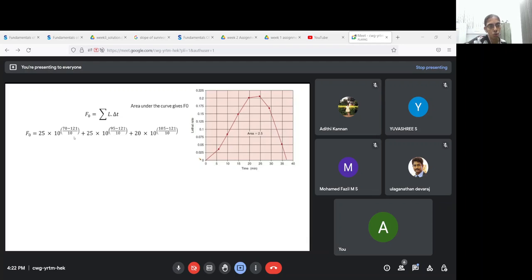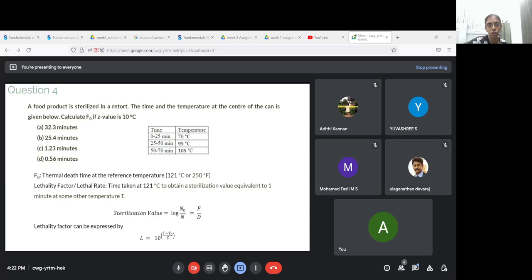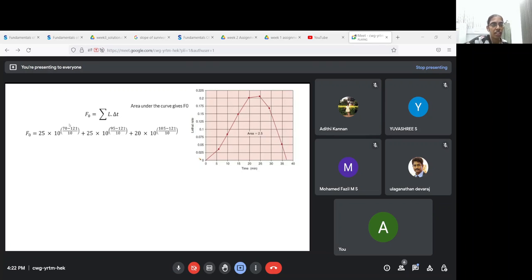For the first row in the data, 25 minutes is your time interval, and 10 raised to (70 degrees Celsius, which is your temperature at that point, minus 121) divided by 10. The second data point is again a 25 minute interval into 10 power (95 degrees Celsius, the temperature at that time, minus 121) divided by 10, which is the Z value. Plus your third data point has a time interval of 20 minutes, so 20 into 10 power (105 minus 121) divided by 10. For each data point, you calculate the lethality rate and multiply it with the time interval. When you add everything up, this gives you the area under the curve, the F naught value. The F naught value comes out to be 0.565 minutes.